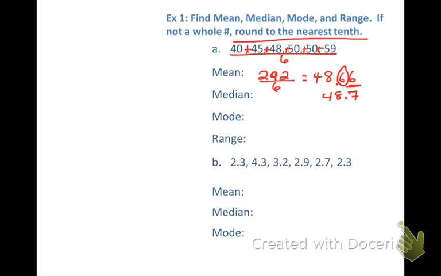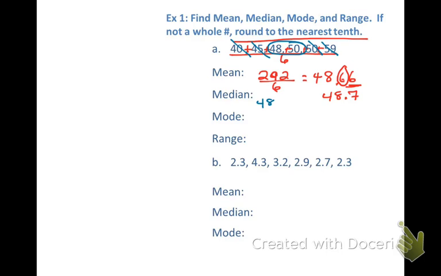Median, you are looking at the numbers. They're already in order with A. So you're going to try to find the middle. So 40 and 59 can go away. They're my outer. Then 45 and 50. What I have left over is 48 and 50.